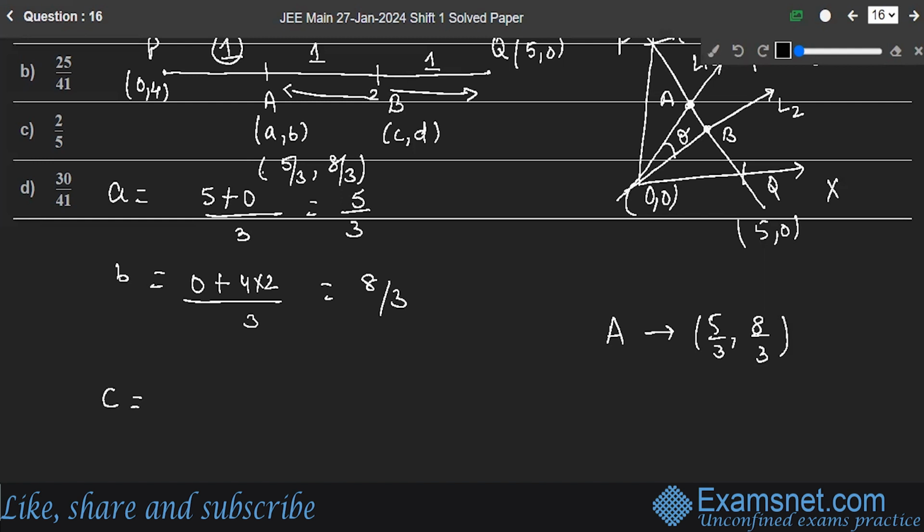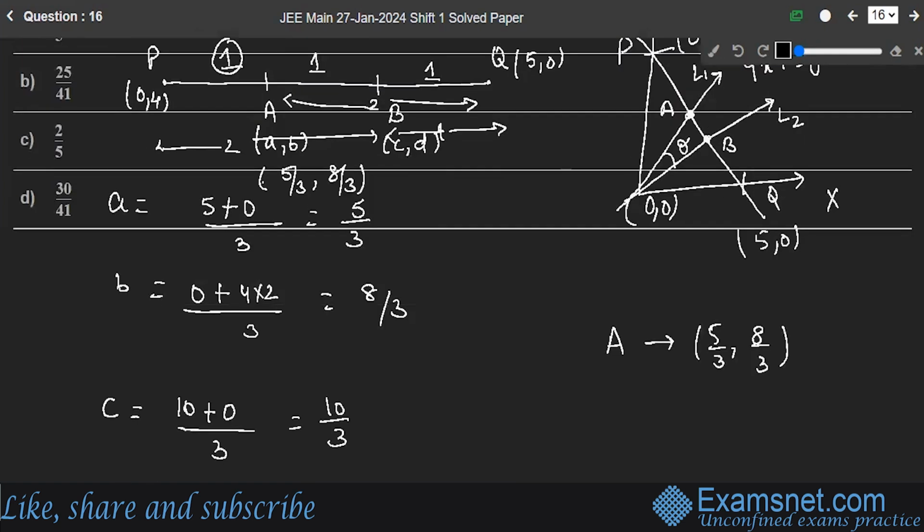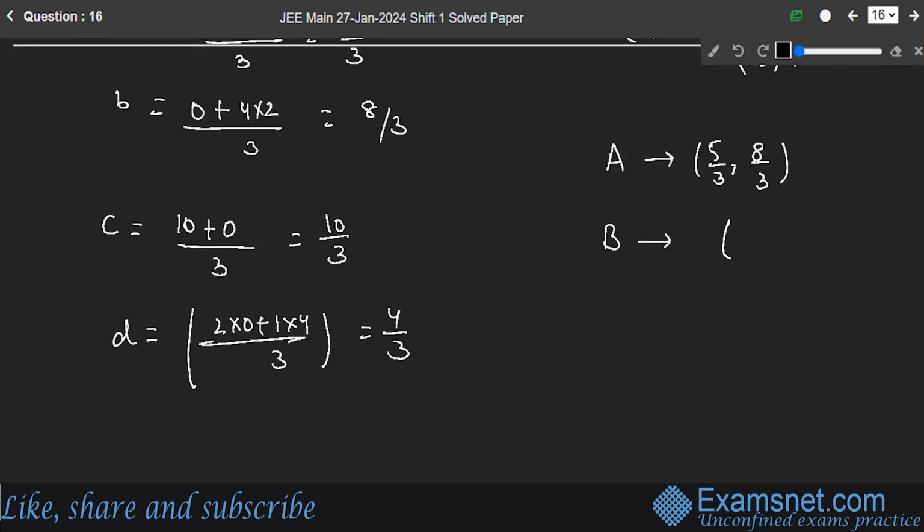Now let's find out C. The ratio for C will be 2 to 1. So for that, it will be 10 plus 0, divided by again 3. So this will be 10 by 3. And for the point D, this will be equal to (2 into 0 plus 1 into 4) upon 3. This will be 4 by 3. So you got the coordinates for the other point as well: 10 by 3 and 4 by 3.